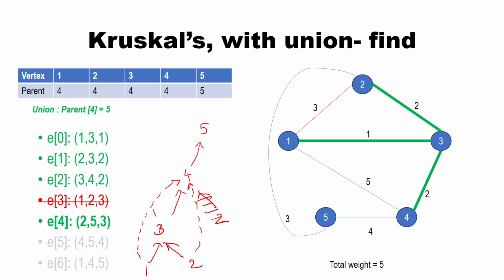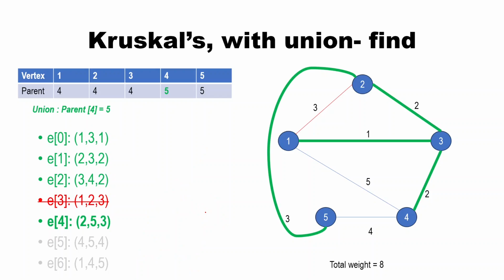So now when you're considering 2 comma 5, we are done, we perform union and all. Also keep track of the total weight; total weight also gets updated. Now when you're considering the next edge, that is 4 comma 5, both of them have the same parent, the same representative 5, so they cannot be added. There is a cycle.